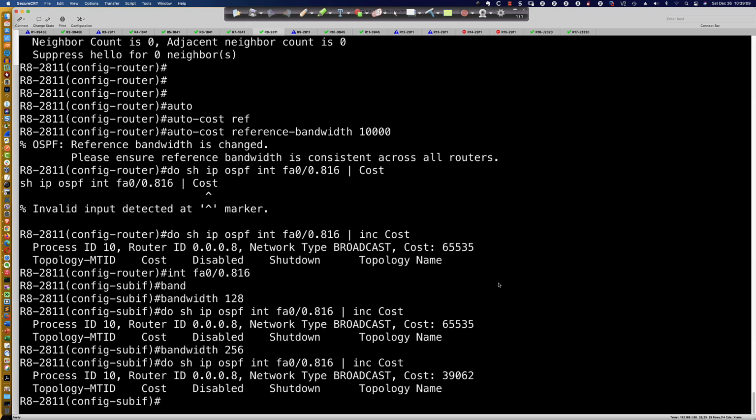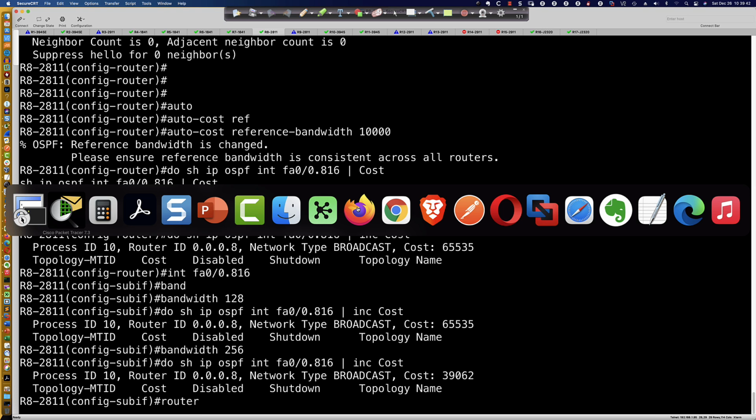Now, if this is the case, how do you fix that? What's one way you might be able to address this? Well, one way, if the fastest link was 10 gig and you set it to 10 gig, maybe you could throttle it back. But remember, this is us tweaking the bandwidth. The real way to do it would be to go under the interface and change the IP OSPF cost of the individual interface. And here's where we're going to wrap up.